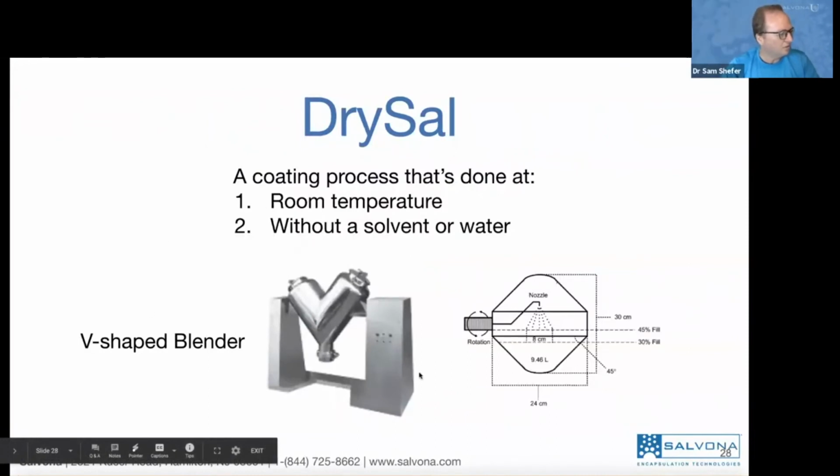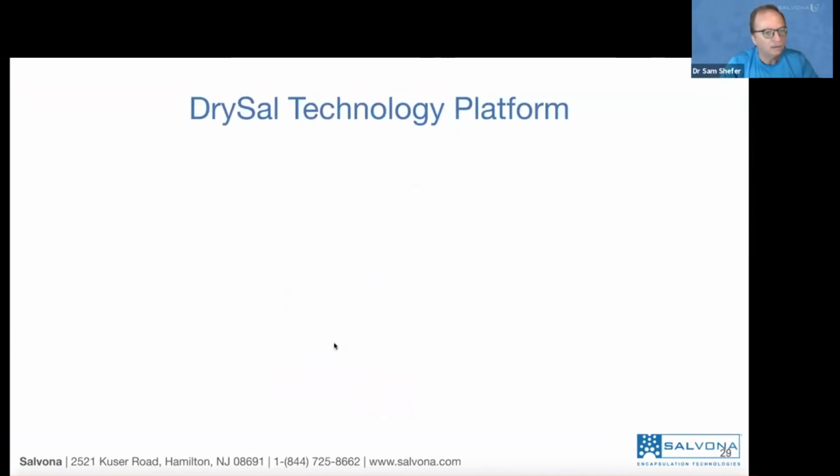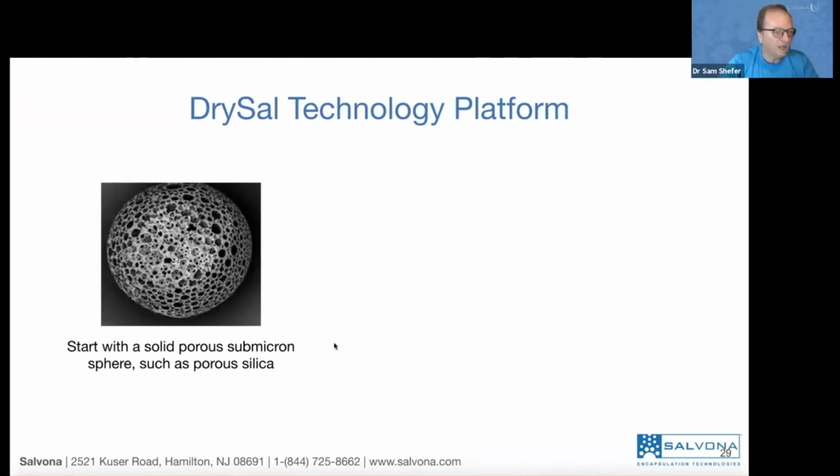Dry sal is based on the V-shaped blender. I don't know if you saw it in the production, the V-shaped blender. The blender involves thorough mixing and spraying at the same time. All of this happens at room temperature and without any solvent. Now, this is a process that we haven't patented yet. We will. Right now, we have only one product using this, and this is MultiSal Retinol.